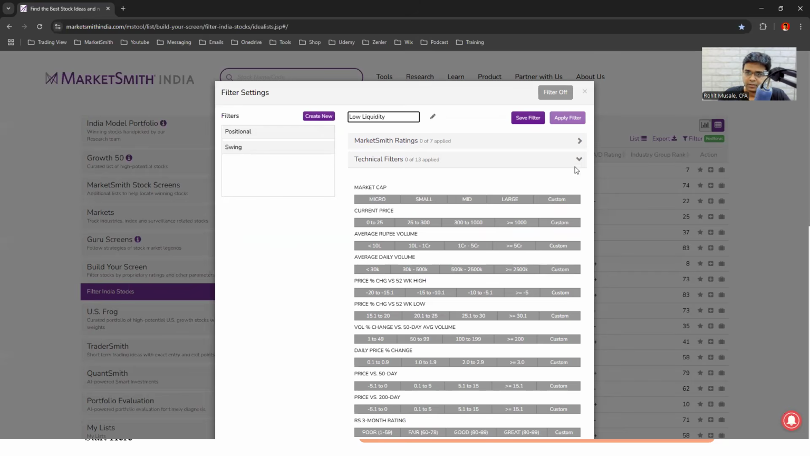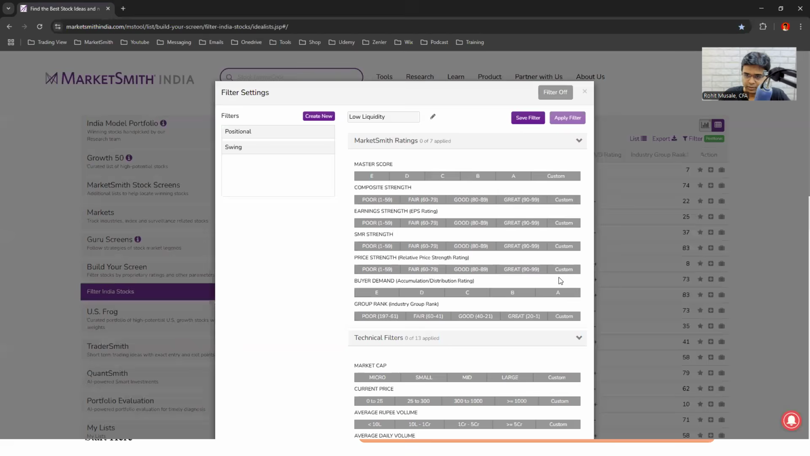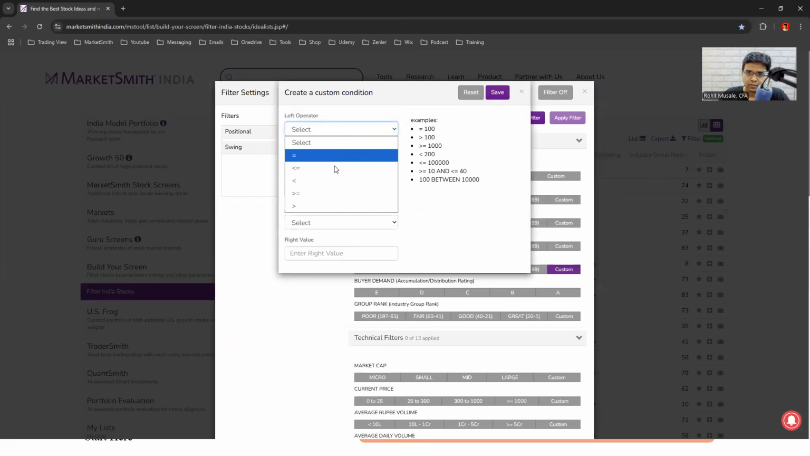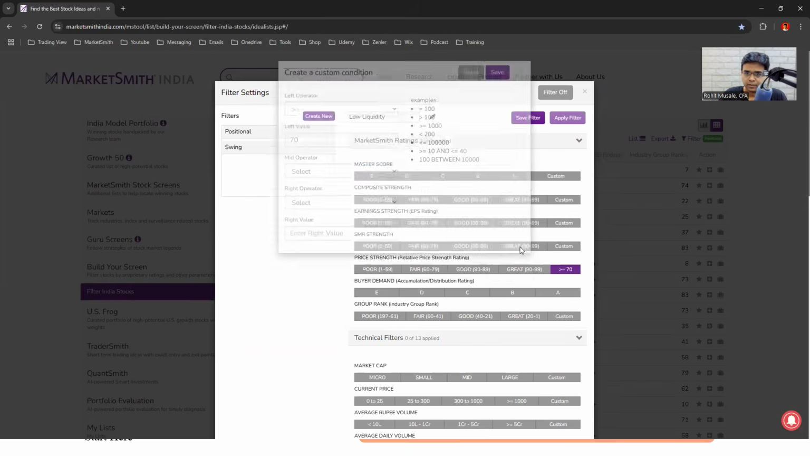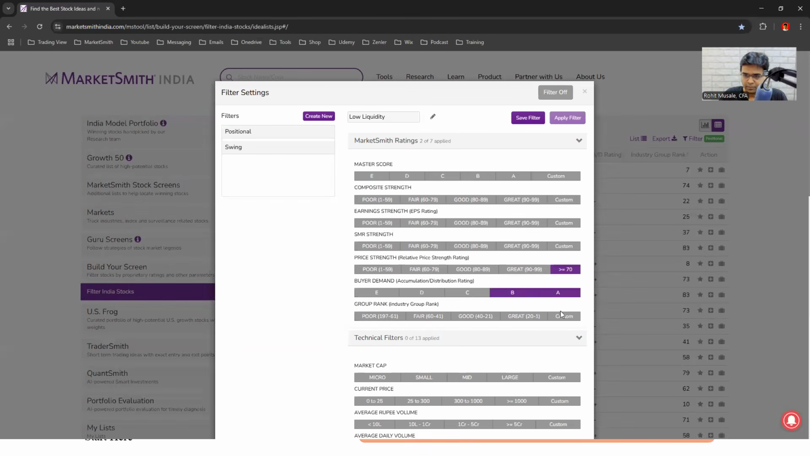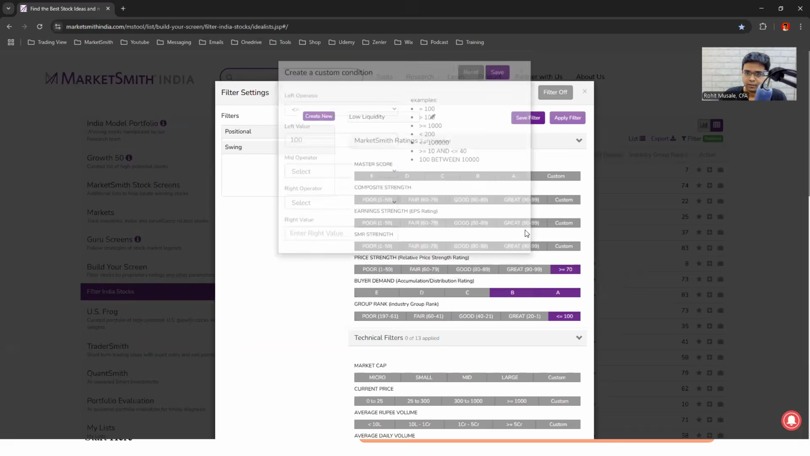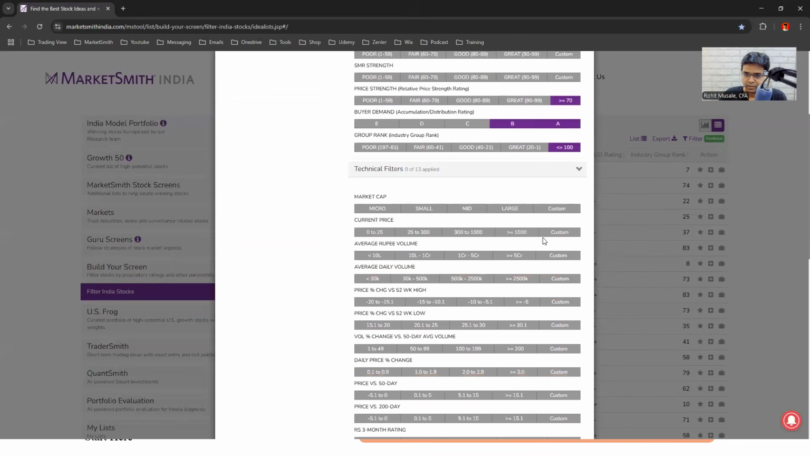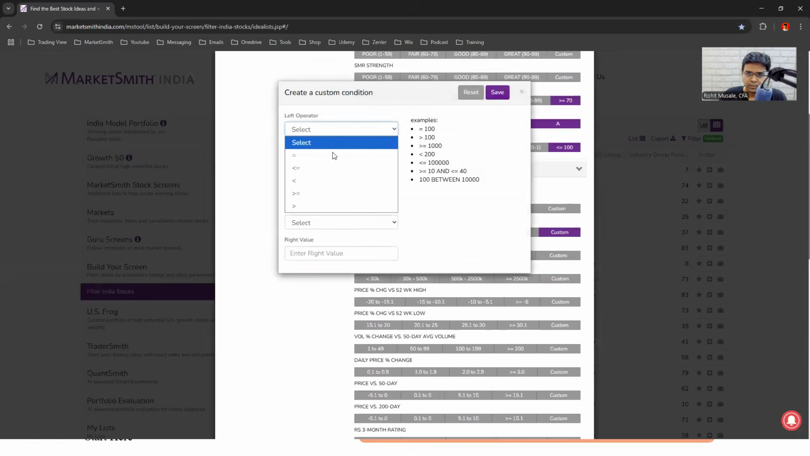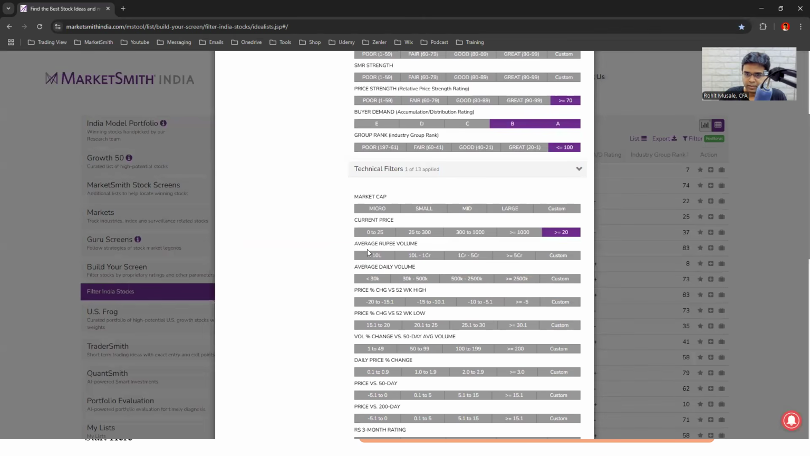Okay, let's recreate that filter. So relative strength more than or equal to 70, right? Buyer demand AB. Then here the industry group rank less than or equal to 100. Everything remains the same. Current price more than or equal to 20 remains the same. Right? Average rupee volume more than 1 crore.